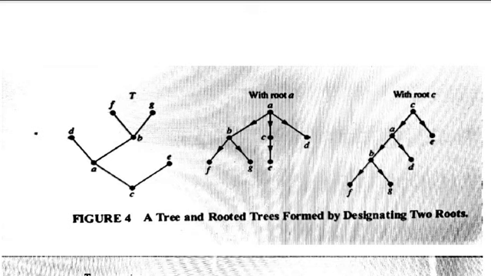In the same way, if I start with C as a root, then C has 2 branches, A and E. A has 2 branches, B and D. B has 2 branches, F and G. You can see this in this figure.